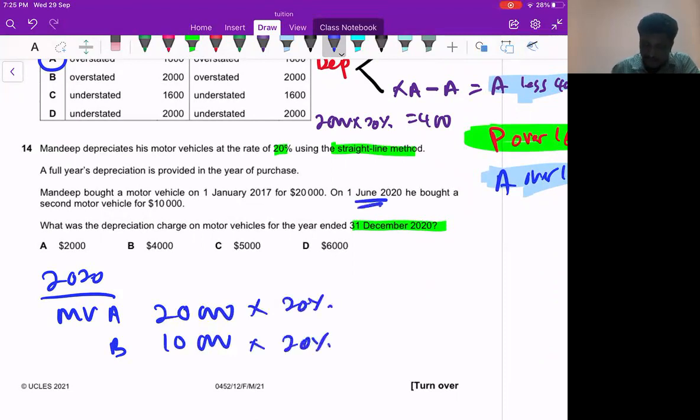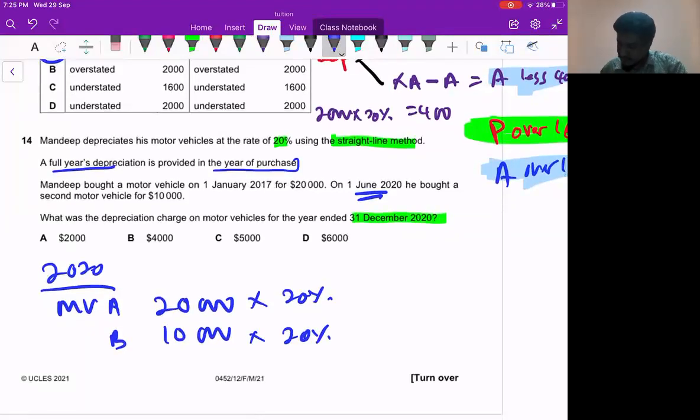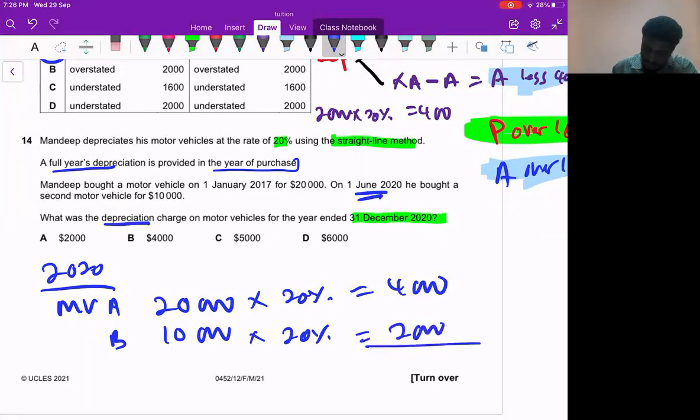Even though I bought in June, I only used the motor vehicle for 7 months, but the question says a full year depreciation. So no need to calculate how many months. So 20,000 times 20%, I get 4,000. Then 10,000 times 20%, I get 2,000. So they want total depreciation. My total depreciation for this year is 6,000. Very easy, eh? It looks like a lot there, but it's very easy, very direct.